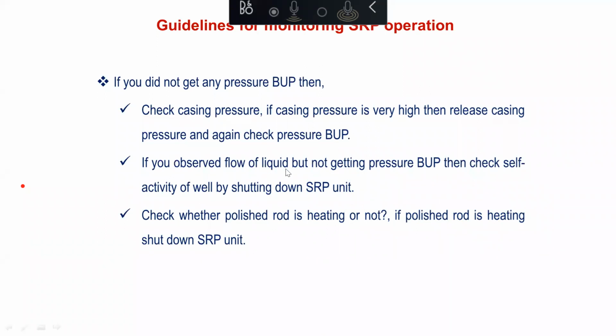If you observe flow of liquids in your tubing while doing the build-up pressure test, and the build-up is not holding, you need to check whether your well is activated. Activated means whether your well is flowing without unloading liquid or not. And then you are going to check your polish rod temperature also. If it's too hot, that means the liquid is very low, or there is much more gas. So at that time, you may shut down your SRP also.